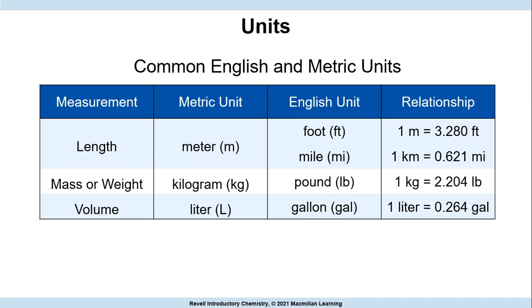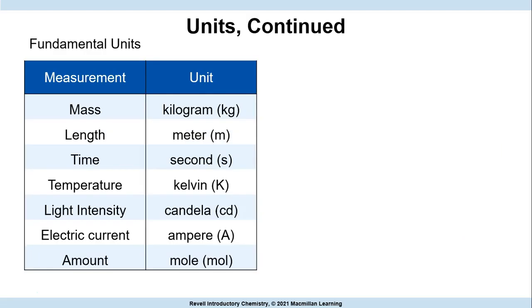And if we are looking at volume, in the metric unit, we are talking about liters. And in the English system, we will be talking about gallons. And what is the relationship between gallons and liters? 1 liter is equal to 0.264 gallons. So these relationships are very important because we call them conversion factors. And that is what we are going to be using in conversions to convert from one system of units to the other. Now, let's look at what we call fundamental units and derived units.